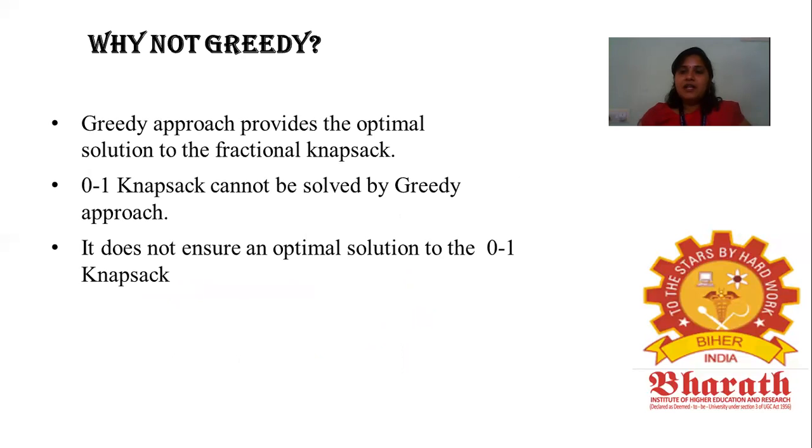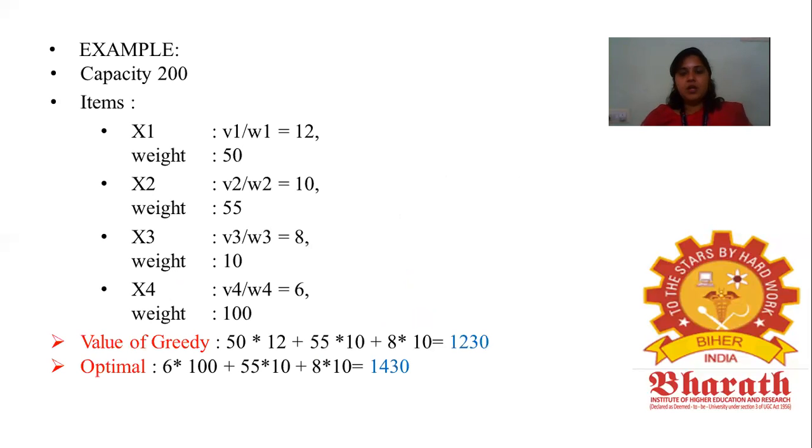Next, why can we not solve it using the greedy method? The greedy approach provides the optimal solution to the fractional knapsack only. And the 0/1 knapsack cannot be solved by the greedy approach. Why? Because it does not give you an optimal solution when you solve the 0/1 knapsack problem. So we'll see an example. We will solve it using the greedy method, and see why we are not able to solve it using the greedy method.